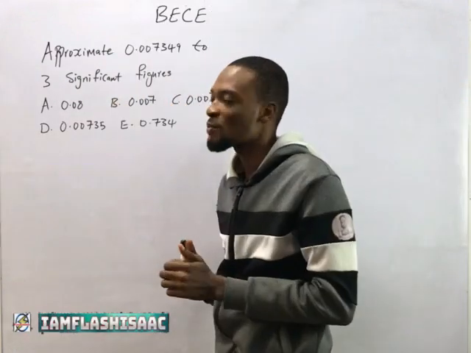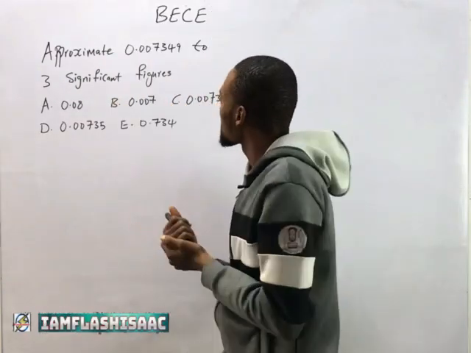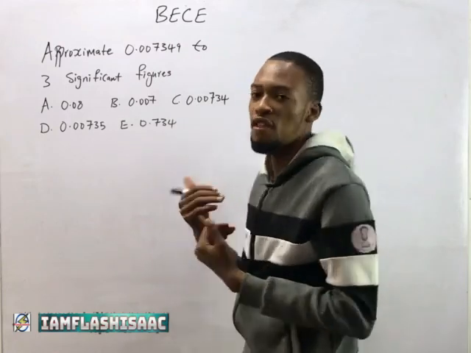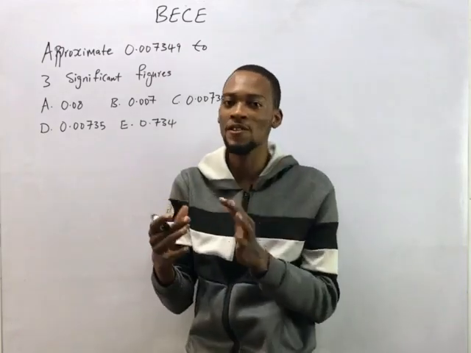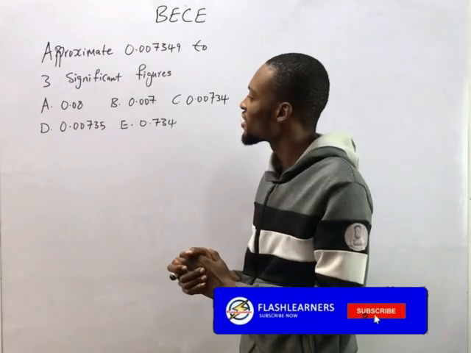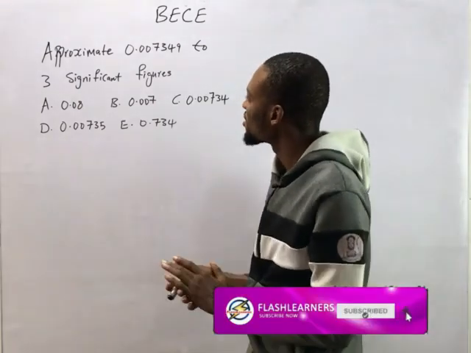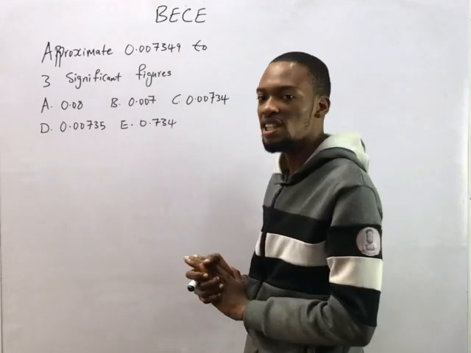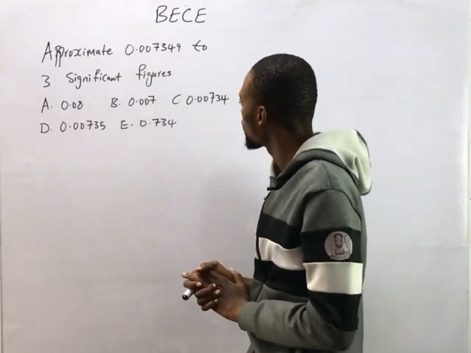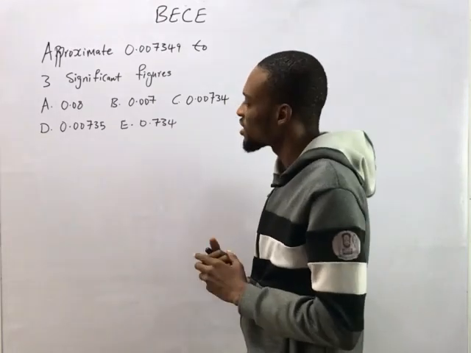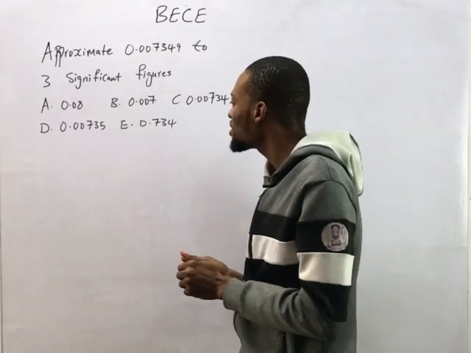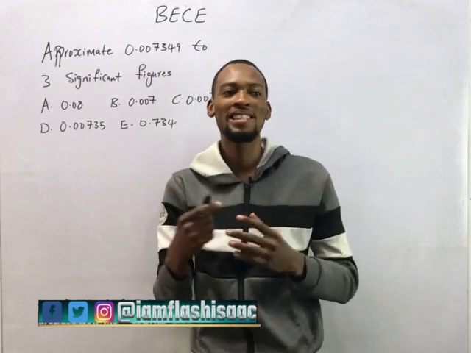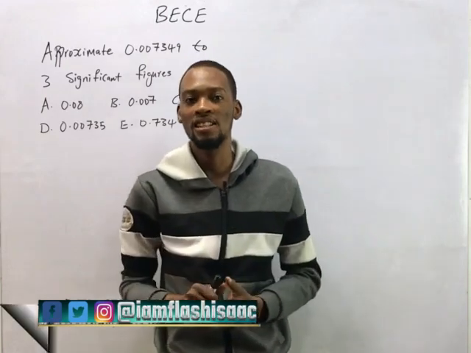This question says approximate 0.007349 to 3 significant figures. A 0.08, B 0.007, C 0.00734, D 0.00735, E 0.734. What do you think is the answer? Let's find out and see.